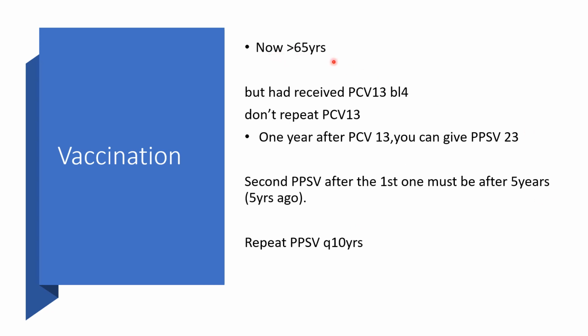If you are greater than 65 years, but you have received the conjugate vaccine before, then we will not repeat the conjugate vaccine in you anymore. Then at least 1 year after the conjugate vaccine, you will take the polysaccharide, that is PPSV23. You will then continue the series of polysaccharide 23. After 5 years, you'll take the second dose, and you will repeat the next one in 10 years' time.